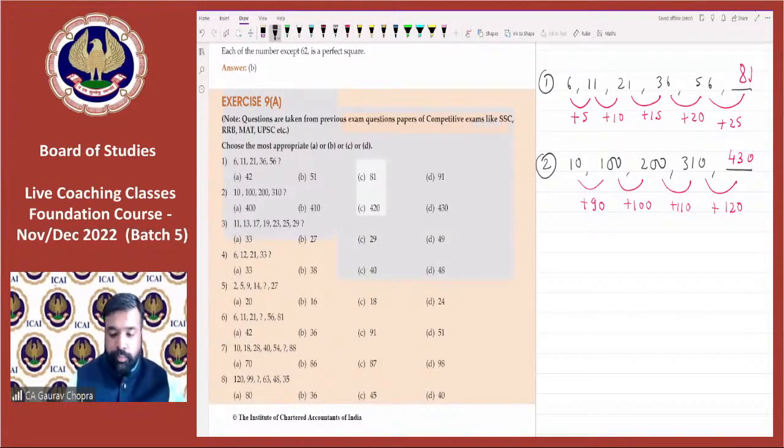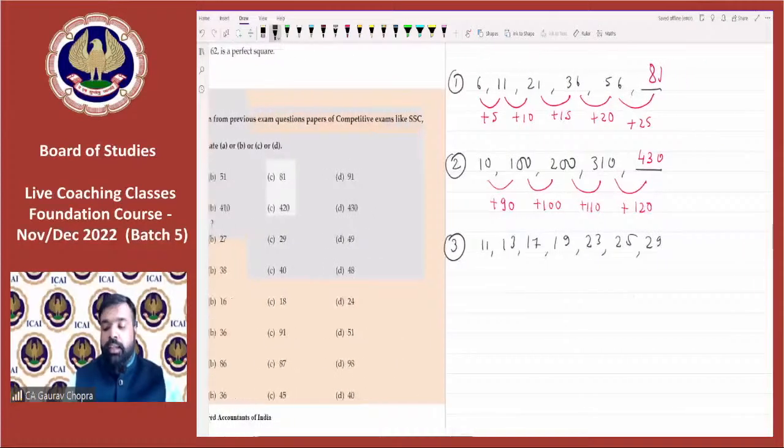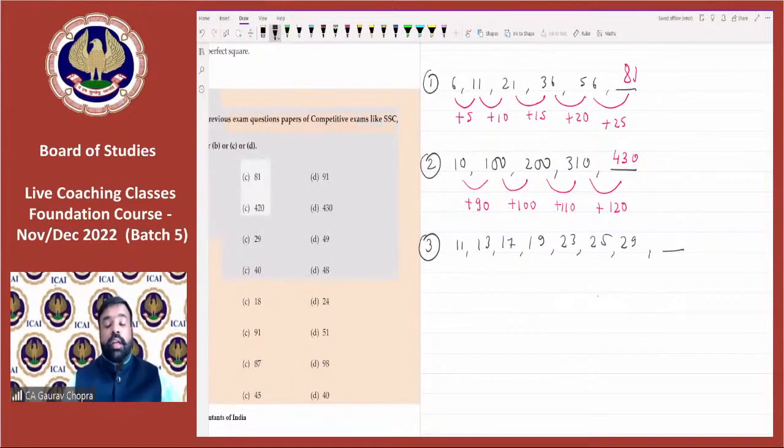Then the next one, third, 11, 13, 17, 19, 23, 25, 29, and then dash. Now, this time, what is the logic? The logic is very simple.